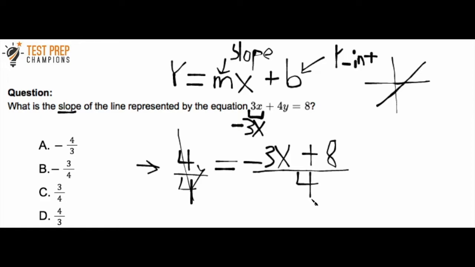And now, without doing any further math, we can already see that the slope is going to be negative 3 over 4, which would be negative 3 over 4 corresponding to b here, all right? Now, technically, I suppose you could do this.